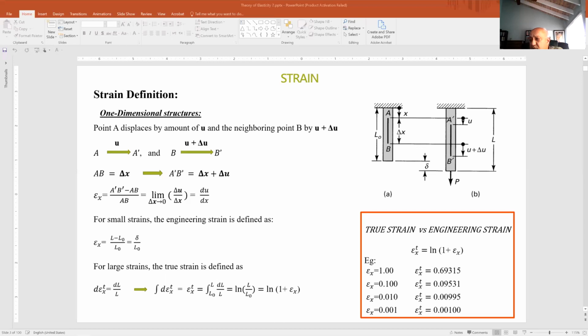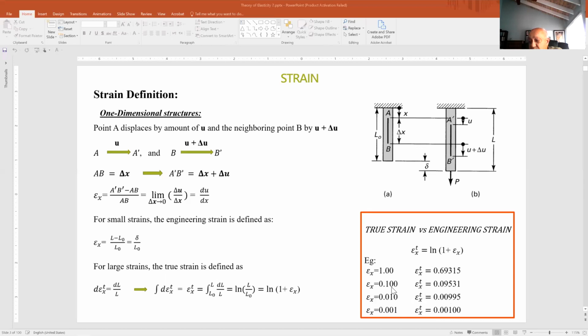I've shown a picture on the right-hand side and show what's the difference between these two. Engineering strain of 1 corresponds to a true strain of 0.69315, about 30% lower than the engineering strain. But if you are talking of small strain, 0.001, there is no difference between the engineering strain and true strain. Even if you take the strain 0.01, the difference is negligible.